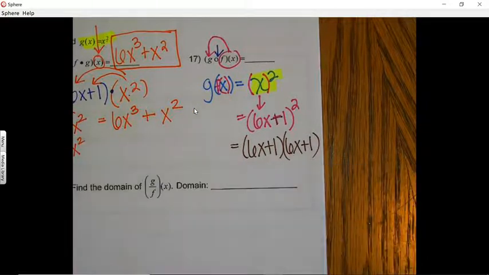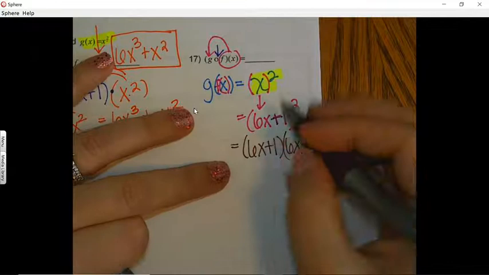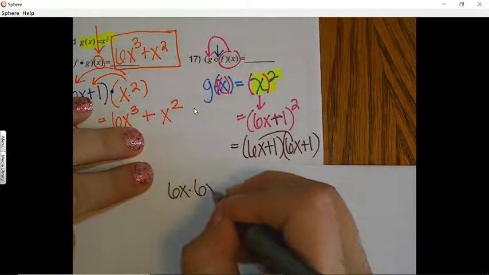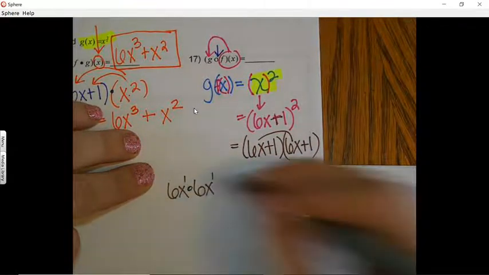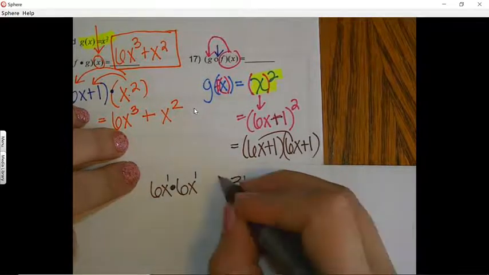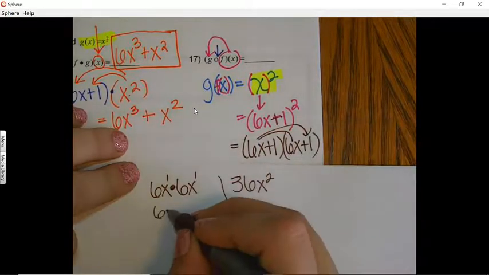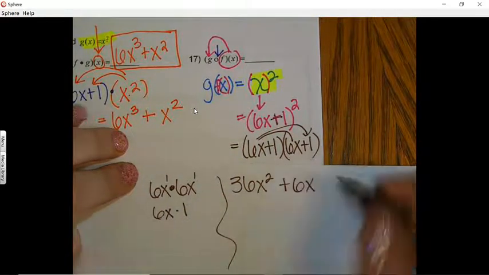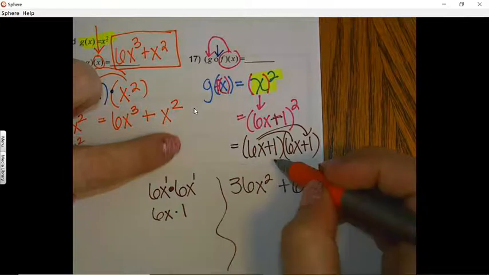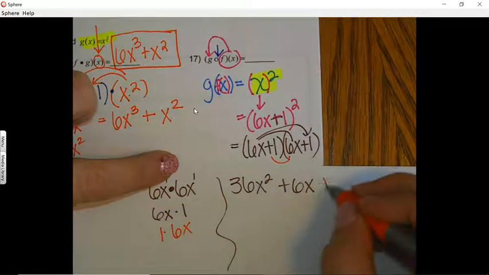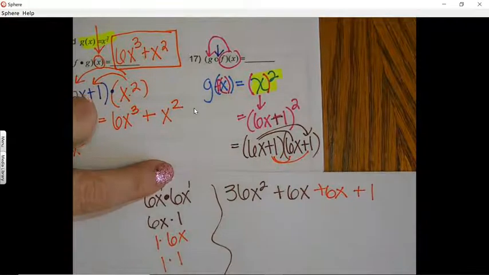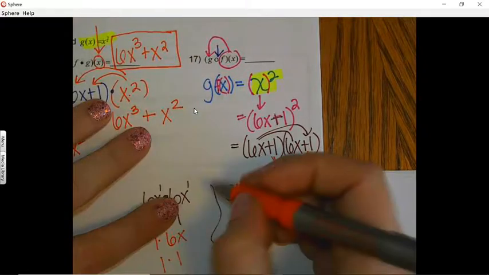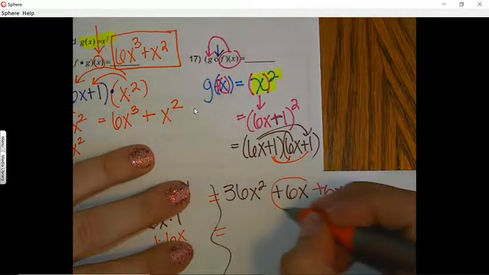So we're going to do 6x times 6x. That's 36x squared, because we add the exponents when we multiply. And then we have 6x times 1. That's positive 6x. And then we have 1 times 6x. It's another 6x. And then we have 1 times 1, which is positive 1. So we did the exponent part. Now we're going to go ahead and combine the like terms.